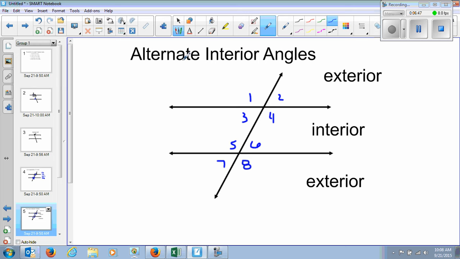So we're looking for angles that are alternate and they're interior. Now that word alternate is referring to the transversal. We want angles that are on the different or the alternate side of the transversal. So if I look here, angle 3 is an interior angle. The angle that is the alternate, meaning the other side, interior angle from 3 is not angle 4. We're talking about an angle that's on the other side of the transversal on a different parallel line. So angle 3 and angle 6 are considered alternate interior angles.